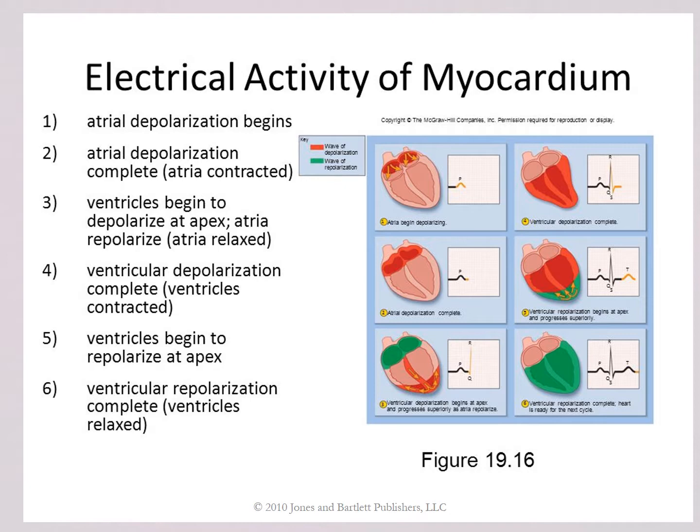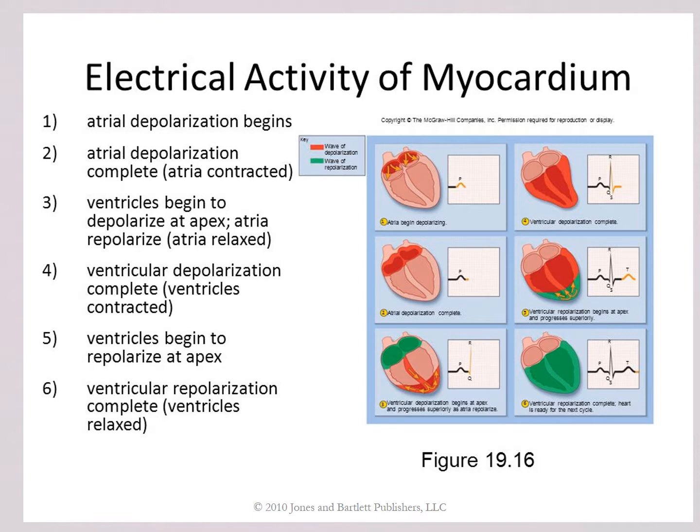We're going to start with number 1, and that is the top left-hand heart picture. We have atrial depolarization. So this causes a P wave on our tracing, and you see in the picture of the heart, the red is showing that that part of the heart is contracting, and that signal is being sent throughout the atria. Number 2, we have atrial depolarization complete. So all of the atria has now been contracted, and you see that our P wave is completely done, and the waveform is back down to baseline.